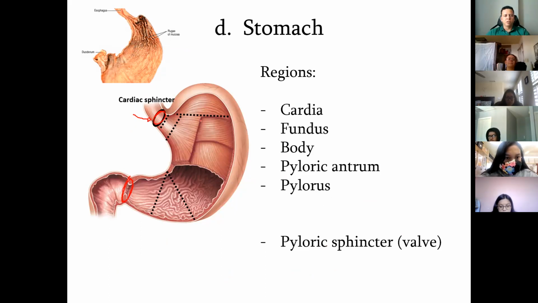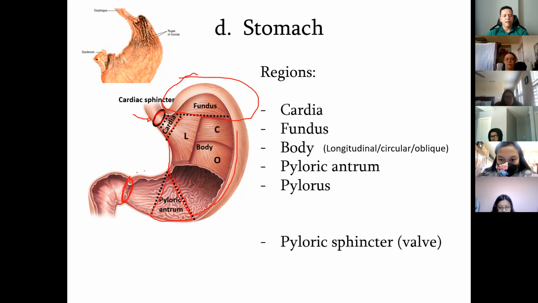So the beginning of the stomach, the entrance to the stomach, is what we call the cardia. Then we have this upper region of the stomach right here, which is the fundus. Then we have the main body of the stomach. And then right after the body, we have this triangular region here called the pyloric antrum. And then the exit of the stomach, the end of the stomach here, we have a region called the pylorus.